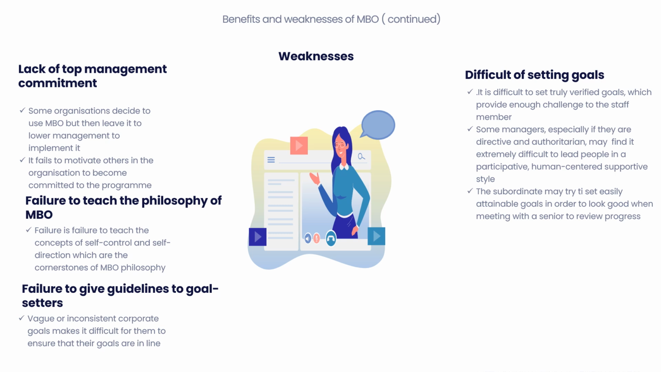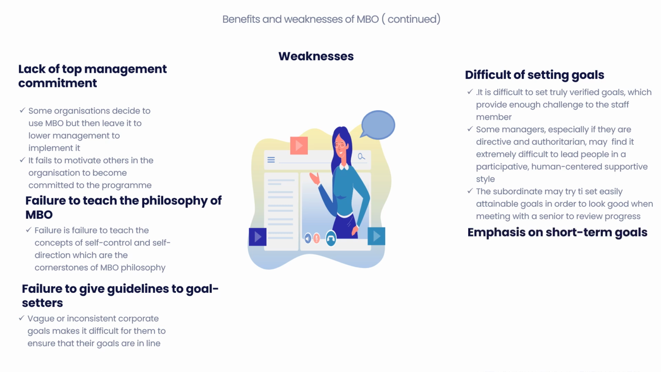The subordinate may try easily attainable goals in order to look good when meeting with a senior to review progress. So the reviewing is very important, so that we check on the progress, what the employee is doing, to see if we are really trending toward the accomplishment of the objective.